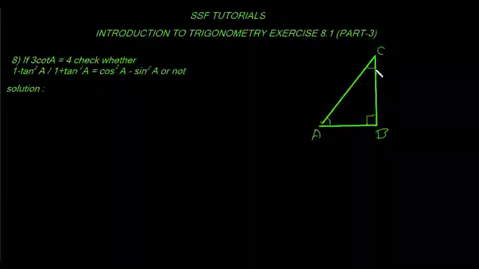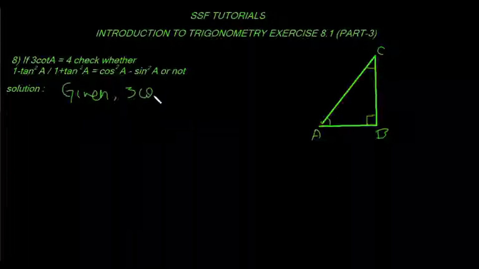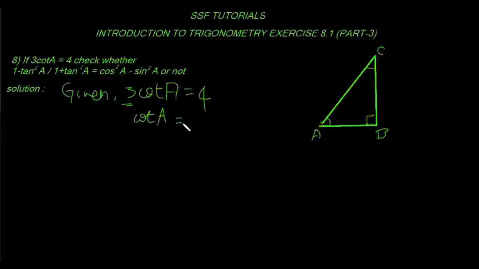Now let's start with the question. The given data to us from the question is that 3 cot A is equal to 4. Now guys, we have to modify this equation. You can see this 3 in the LHS; you have to send this 3 to the RHS. So the equation which we get further is cot A is equal to 4 divided by 3.